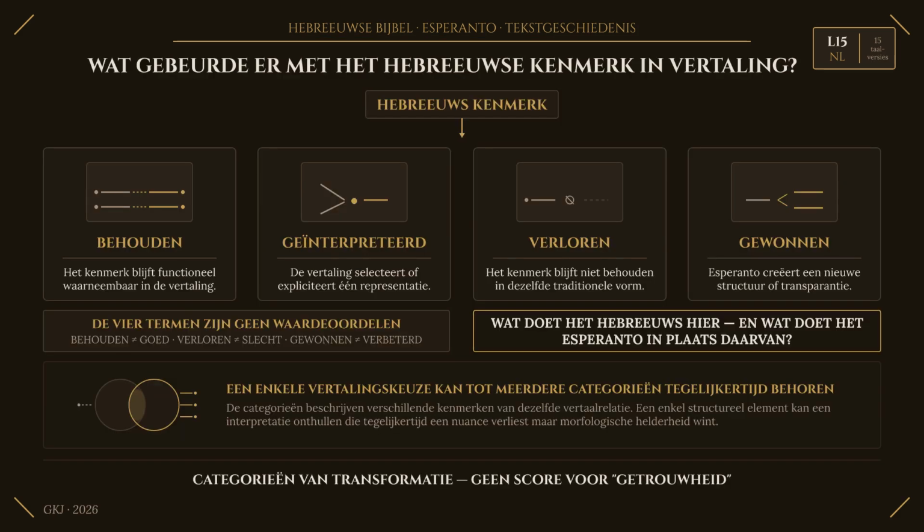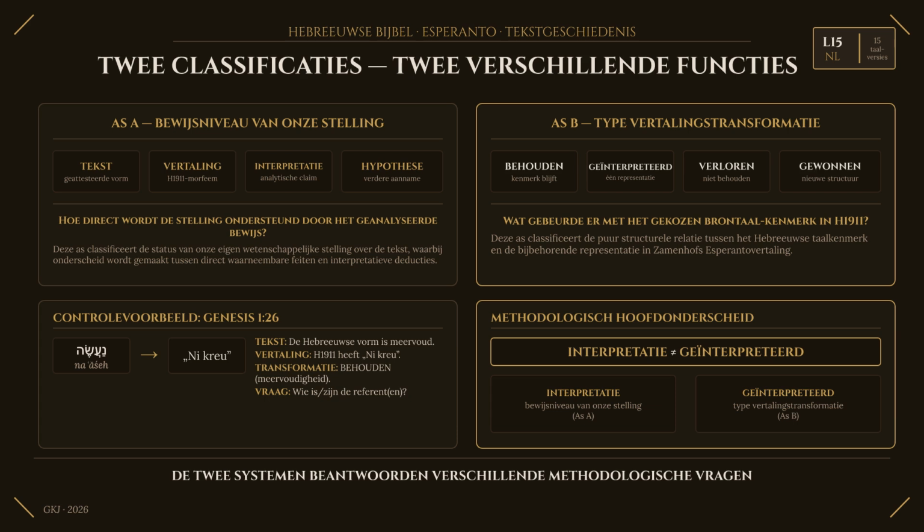When analyzing these translations, we classify features as preserved, interpreted, lost, or gained. These categories are not value judgments, but analytical tools to understand how Esperanto handles Hebrew source features. We use two distinct systems for our analysis. One assesses the strength of our claims, while the other classifies the structural transformation. This avoids confusing analytical interpretation with the mechanics of the transformation itself.